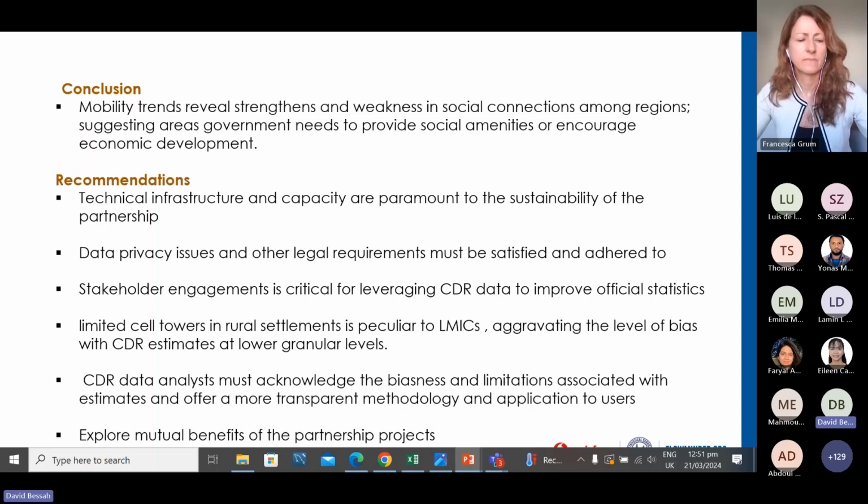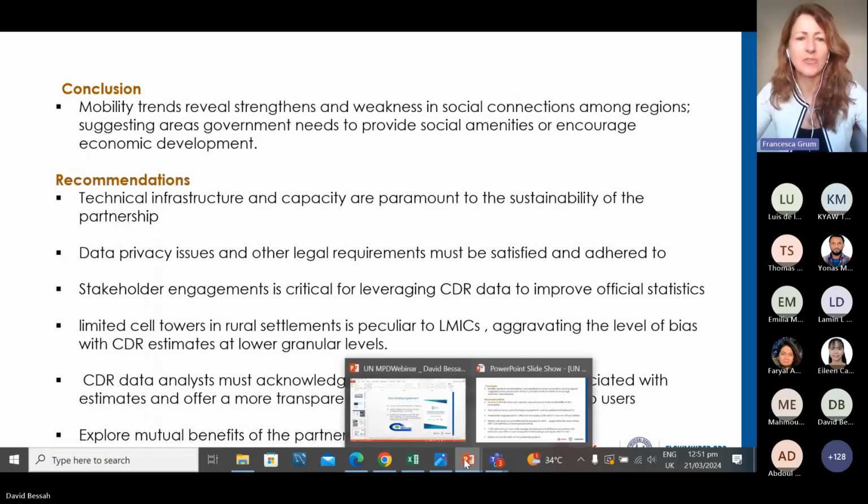And it's also important, as you partner with the private sector, to explore the mutual benefit from the project. And so this will bring me to the end of my presentation. Thank you very much.